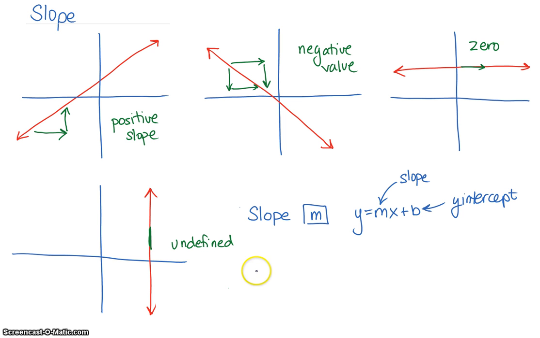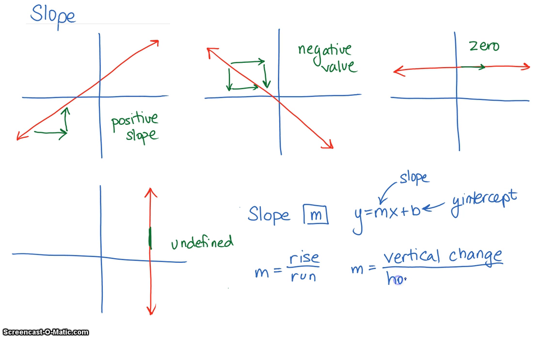But again, formalizing this, we can now write that m is your rise over your run, which we talked about. Rise being your vertical y values, run being your horizontal x values. Another way to look at this, you can also write it as m is your vertical change, so the change in your y values, all over your horizontal change, the change in your x values.